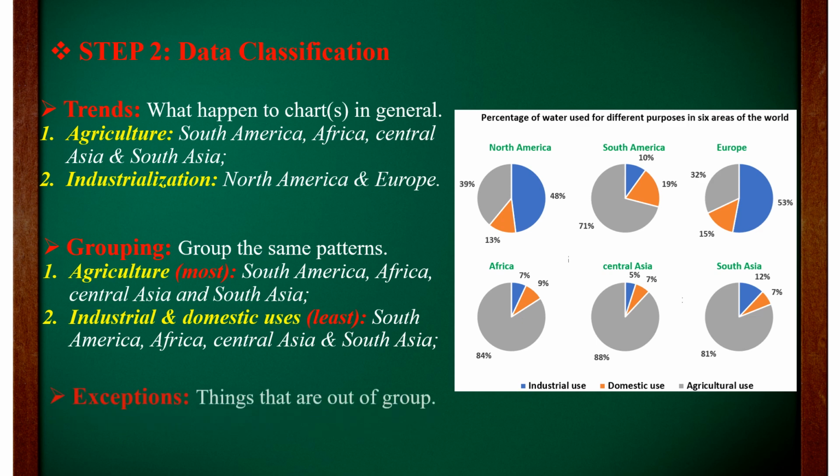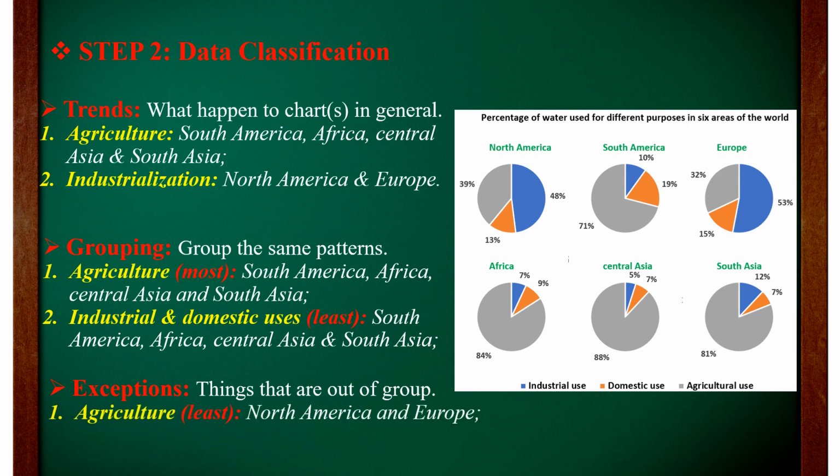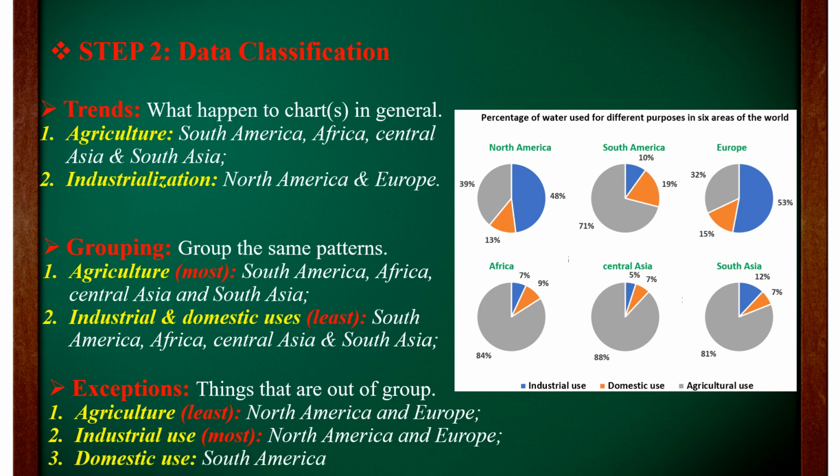Finally, the exception. The exception refers to all things that are out of group or different from others in the group. For example, in the exercise, there are 3 exceptions. The first is a group of countries using less water in agriculture, such as North America and Europe, standing just at 39% and 32% respectively. The second exception is the group of countries using most water in industrialization, still North America and Europe. The final exception is the domestic use in South America, when it appears the highest at 19%.